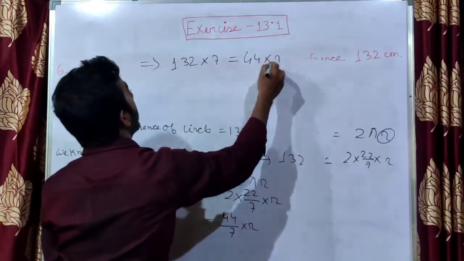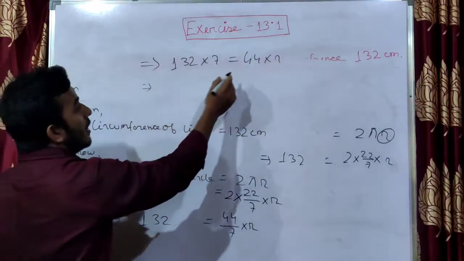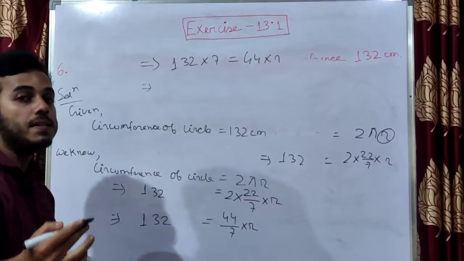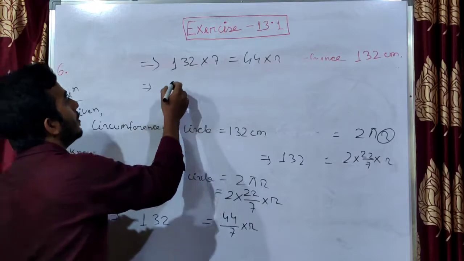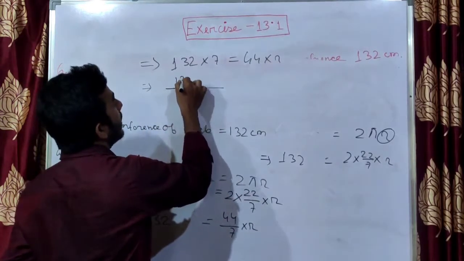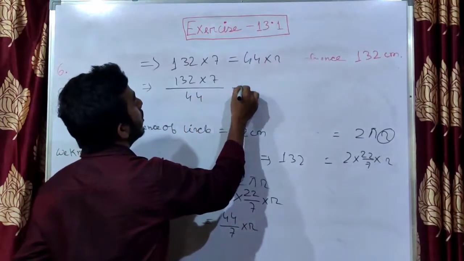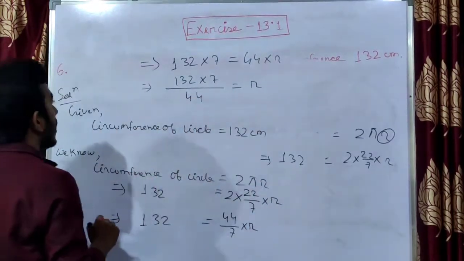44 into r, right? Now again, here 44 is multiplied, right? 44 is multiplied with r, and when we change the side, what will it be? It will be divided. So 132 into 7 divided by 44 equals r. Okay. Now what will we do?